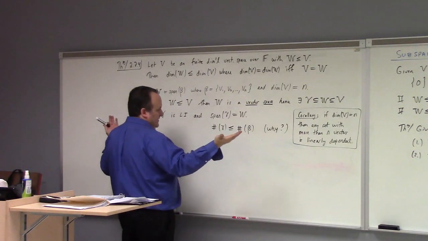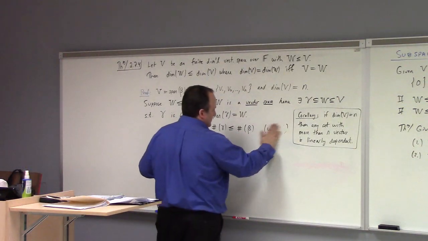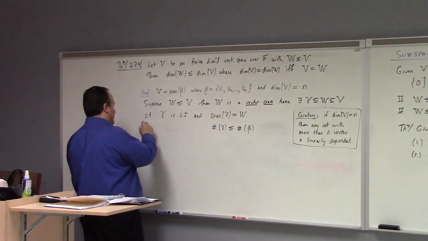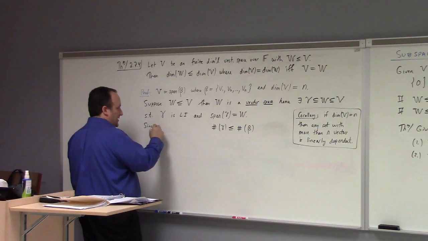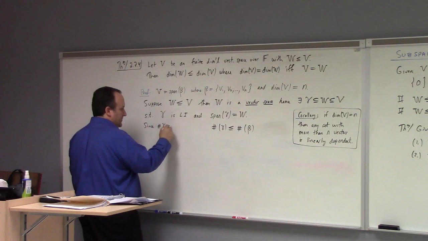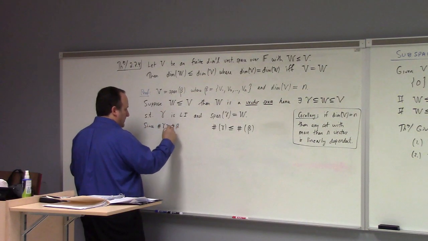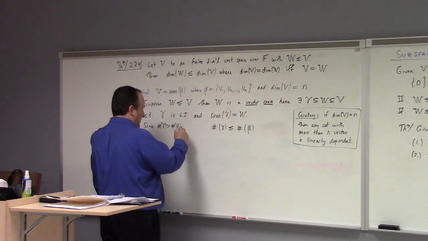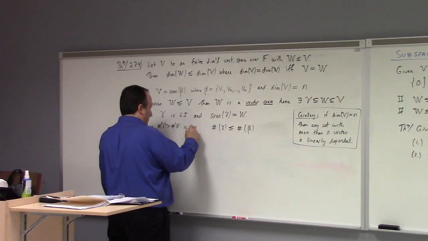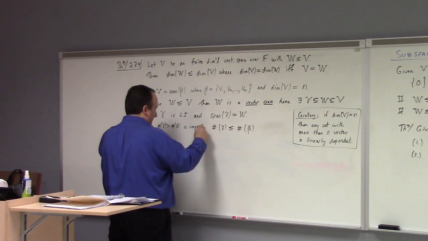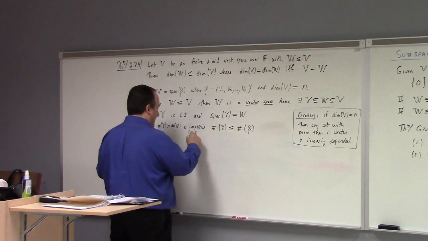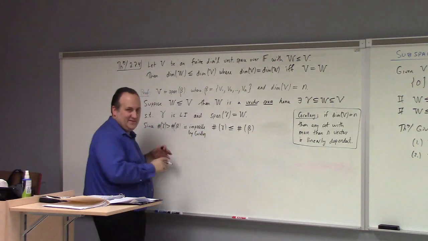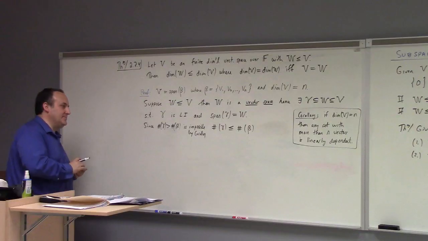So, okay, well that's it. Since the number of gamma greater than the number of beta is impossible by the corollary, and that's a corollary to a theorem that I didn't prove the other class, okay? Ultimately.